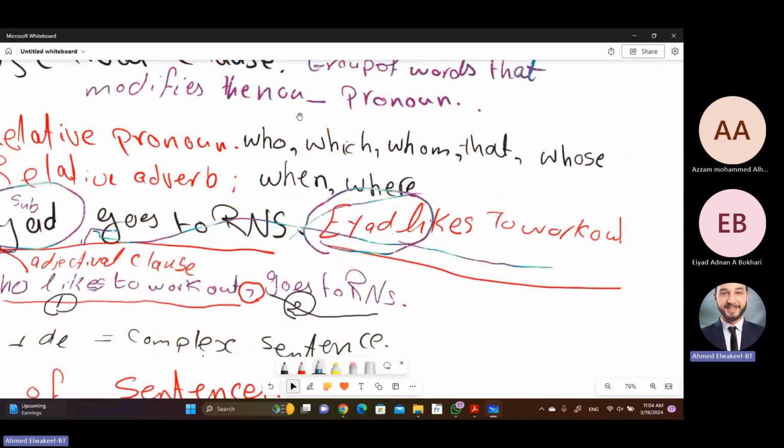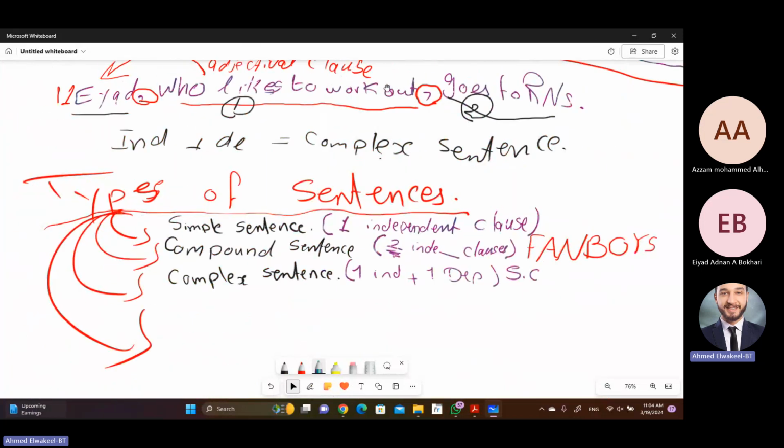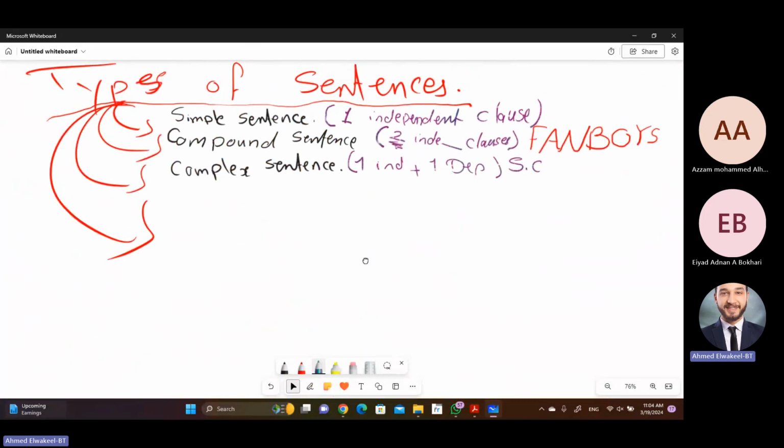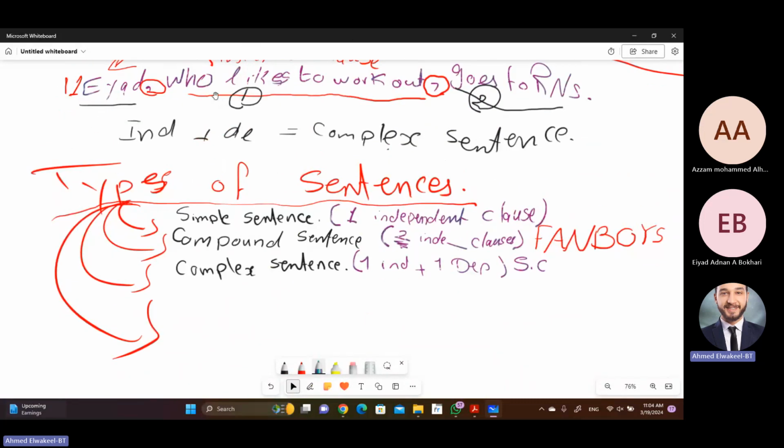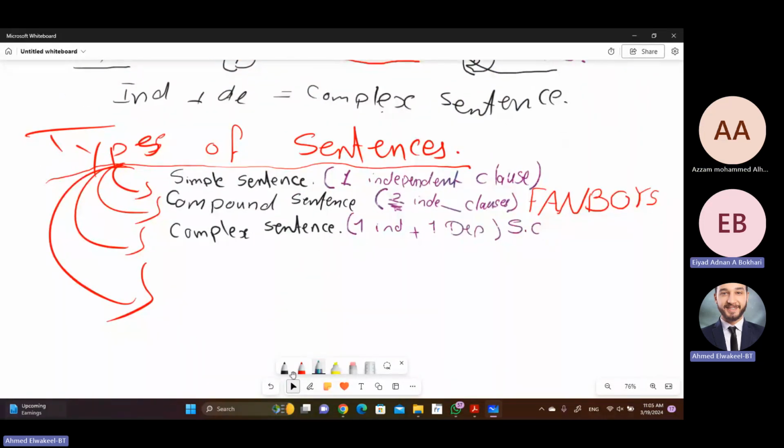Also the relative pronouns make a subordinate clause because they can't stand alone. "Who likes to work out?" Who's he? So it cannot stand alone. "Iyad," yeah, but that's because we have the other clause. Can this one stand alone? No, of course. So it cannot stand alone. Teacher, how about correlative conjunctions? When we use them. Correlative conjunctions will make the dependent clause.